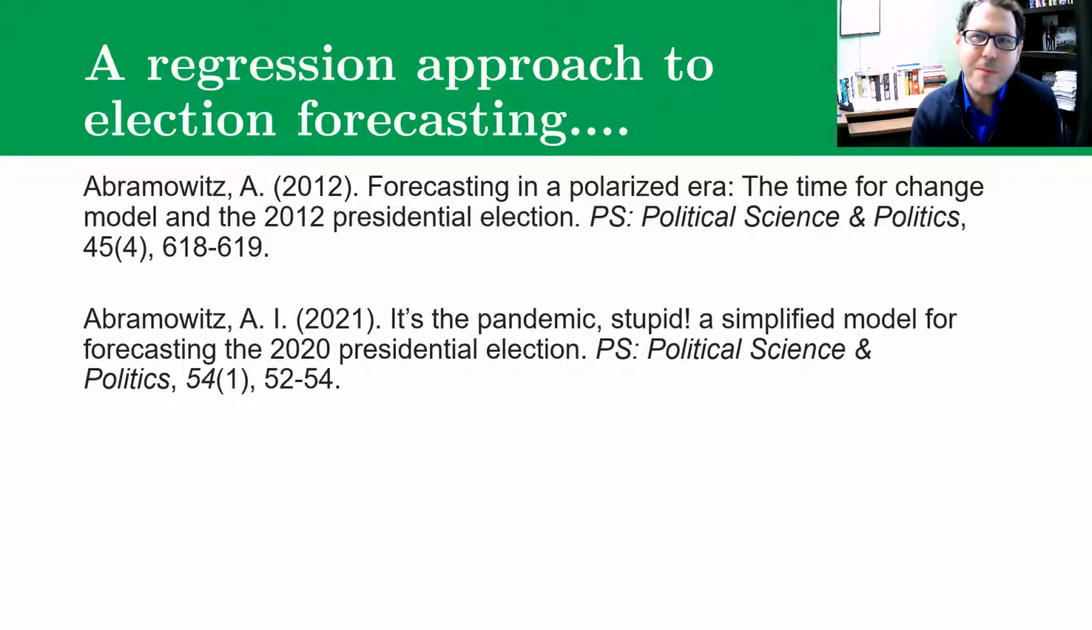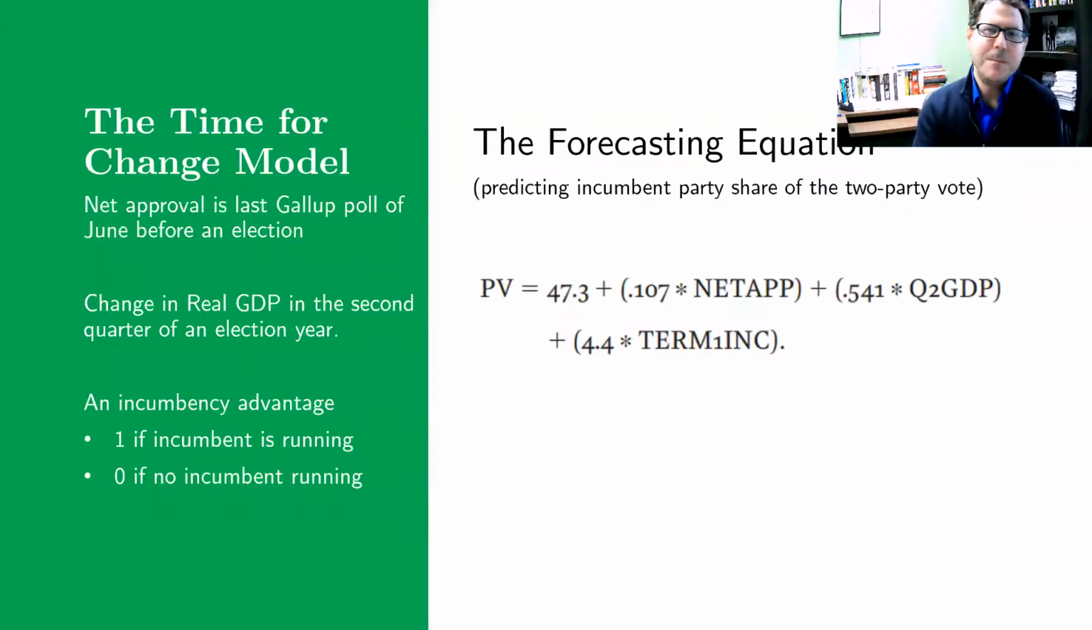So I'm going to run through the models that he presents in two papers for 2012, and then his update that he provided before the 2020 presidential election. Abramowitz presents what he calls his time for change model. He says, if you want to understand whether a president is going to win or not, it's a really simple story. It's a story about whether or not that president is popular, which he measures with net approval rating, which is Gallup's presidential approval rating in the last poll of June.